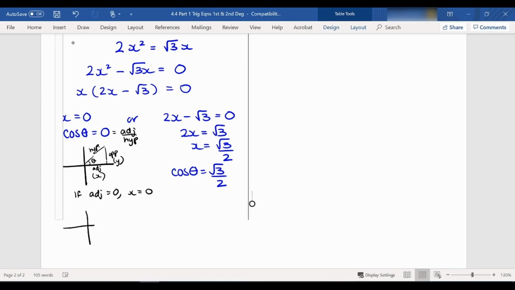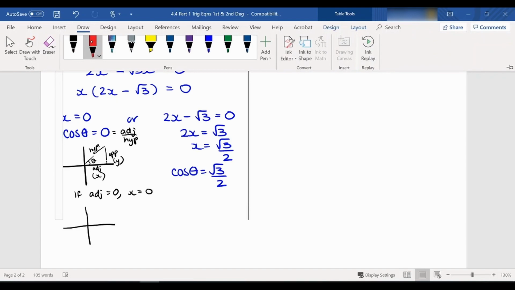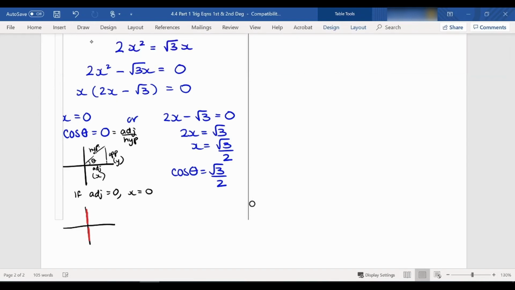That means that if your x is actually 0, you are not on a triangle, but in fact on an axis. Where is x equal to 0? X is equal to 0 here or here. So if cosine is equal to 0, we're on one of these two axes lines. And that must mean that theta is equal to pi over 2, that's the positive y-axis, or 3 pi over 2, the negative y-axis.